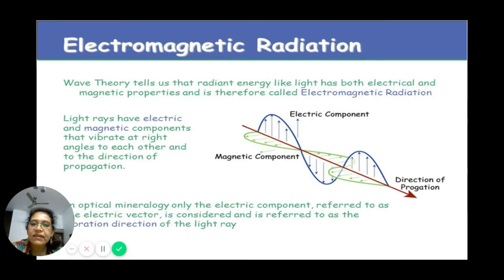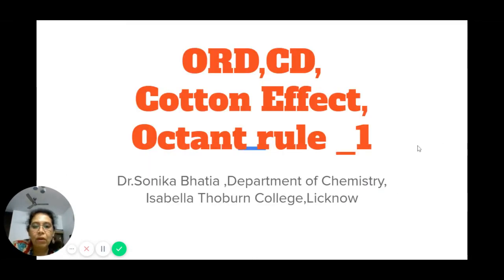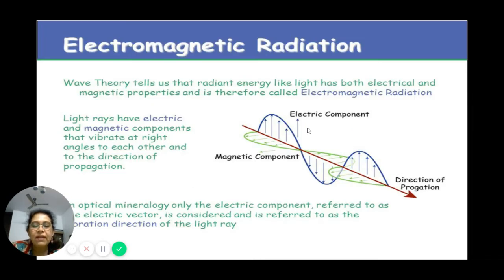We all know that light is an electromagnetic radiation. That means it has two components. One is an electrical component and one is a magnetic component. The electrical component and the magnetic component are at right angle to each other. In blue line, you can see the electrical component, and in green line, you can see the magnetic component. But today we will be talking about optical properties, and optical properties are dependent only on the electrical component. So we will neglect the magnetic component and only take into consideration the electrical component.